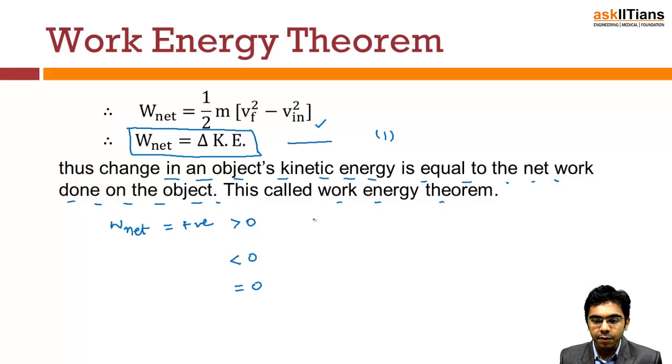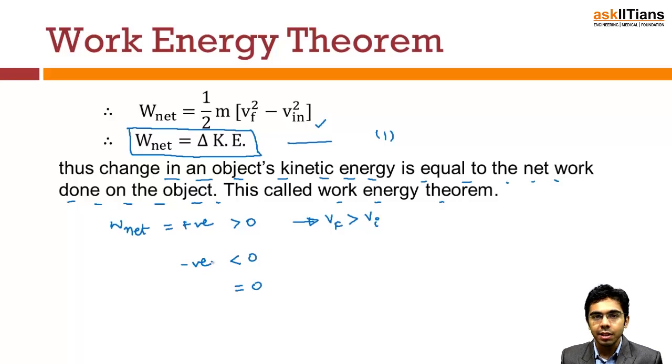For this case, the final speed will be more than the initial speed. That means force is doing some work to accelerate the body in the direction of motion. Therefore the final speed comes out to be more than the initial speed. Now what about the second case, when it will be negative?